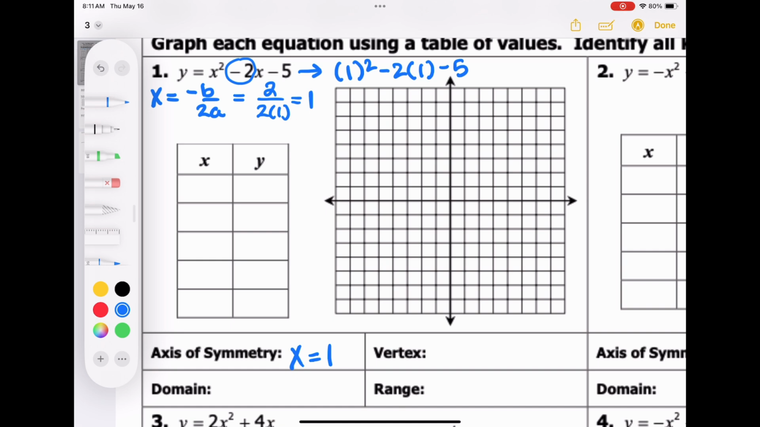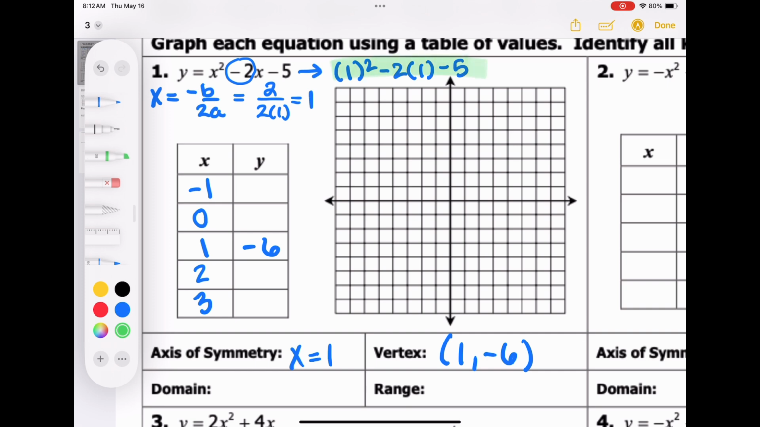And when I do, that should give me negative 6. So my vertex will be 1 comma negative 6. Now I'm going to put that on the third row of my table so that I can fill out the rest of the table. I need two numbers that are less than 1, which are 0 and negative 1, and then I need two numbers that are bigger, so 2 and 3.